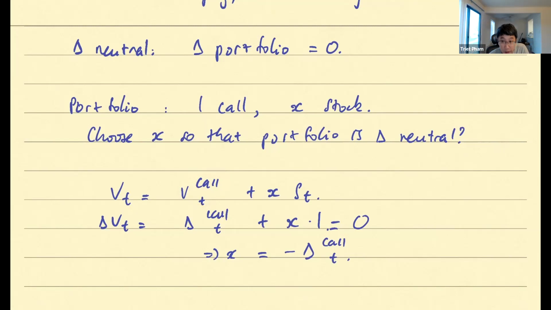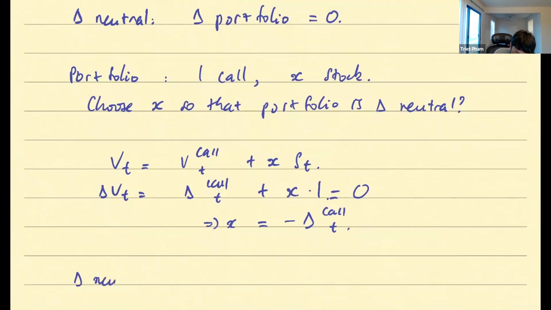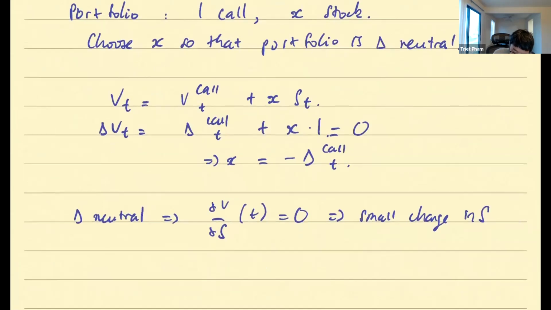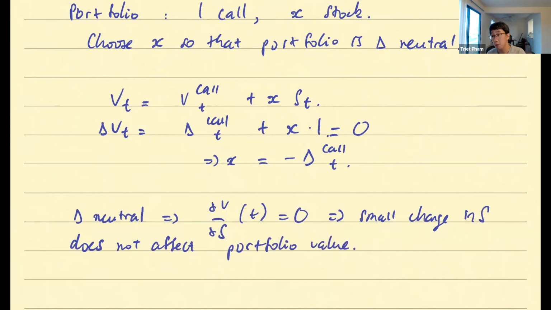And what does delta neutral really mean for the portfolio? Delta neutral means the derivative with respect to the stock price at that time is equal to 0. That means that a small change in the stock price does not affect the portfolio. Okay, so your portfolio is immune to a small change in the stock price. Now that's the introduction.